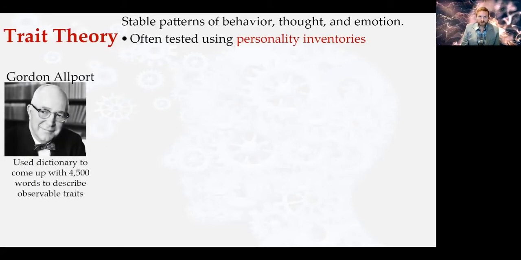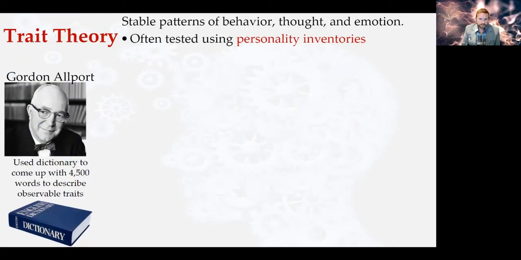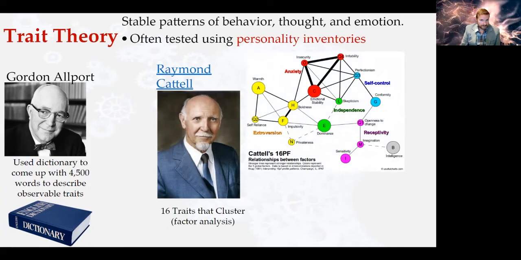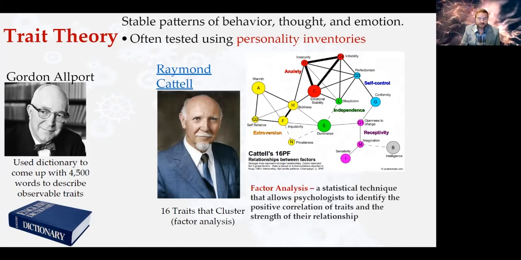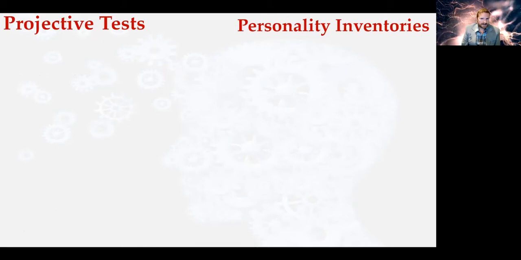The first person to really do this was a guy named Gordon Allport, and he went through the dictionary and basically came up with 4,500 words that could be used to describe traits of people. Raymond Cattell used factor analysis to basically see how these 4,500 words cluster together, and he came up with 16 traits that all people possess. And again, factor analysis is a statistical technique that allows psychologists to identify the positive correlations of traits and the strength of those relationships.